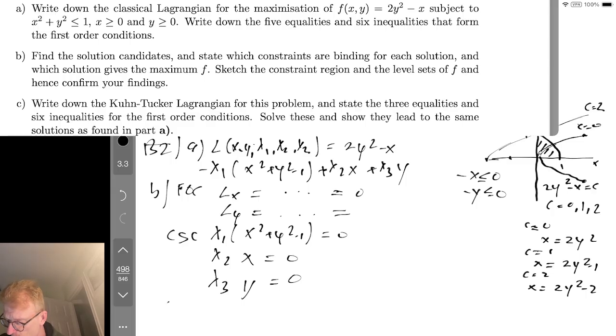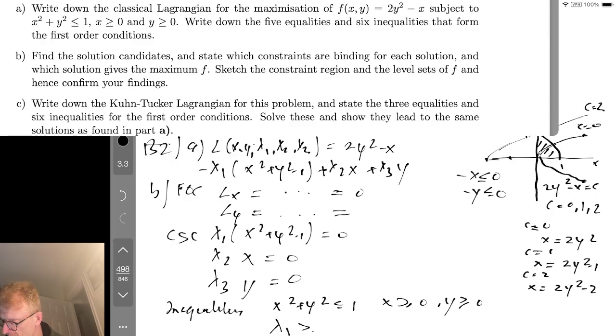And then the inequalities themselves: the circle constraint less or equal than 1, x bigger or equal to 0, y bigger or equal to 0, and then lambda 1 bigger than 0, lambda 2 bigger than 0, lambda 3 bigger than 0. And you need to solve all those.